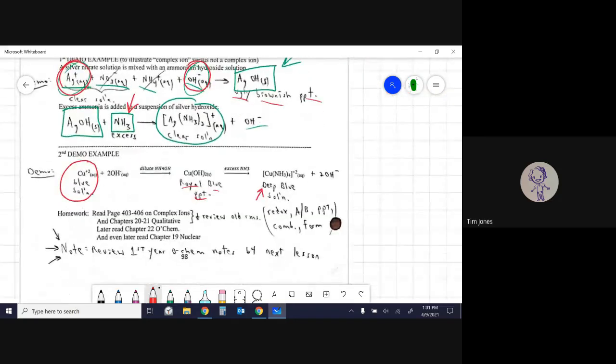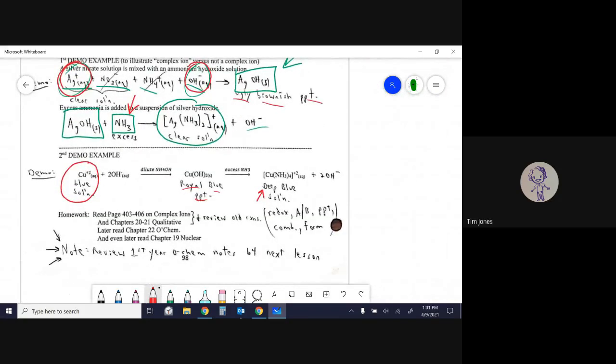Regarding the homework, I normally tell people to review their first year organic notes because of the next lesson, but I think a lot of people last year, because of COVID, didn't do organic chemistry. So if you did organic, go ahead and review your notes, but if you didn't, don't worry about it. You'll just spend more time with the next lesson. And that should take care of this one.